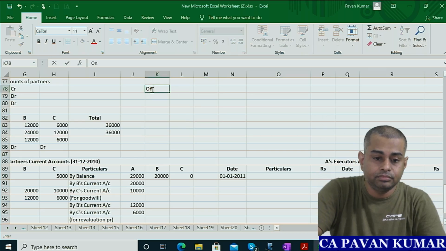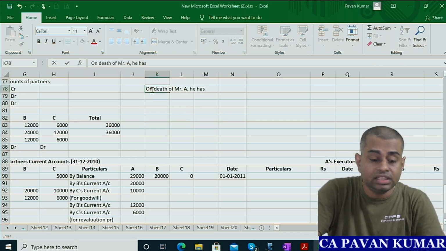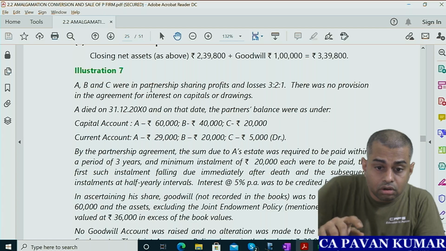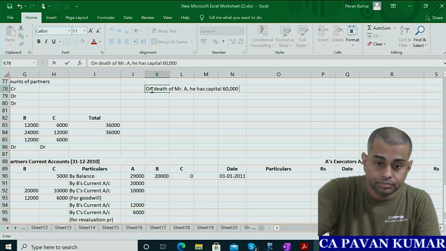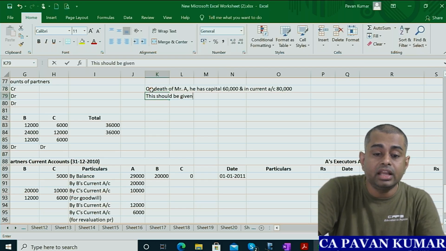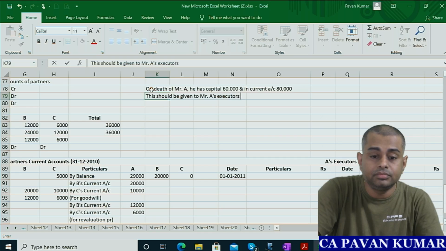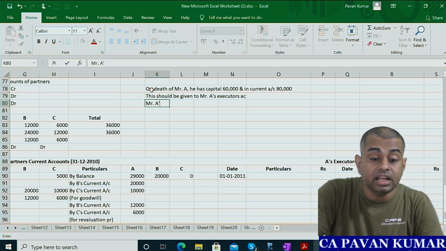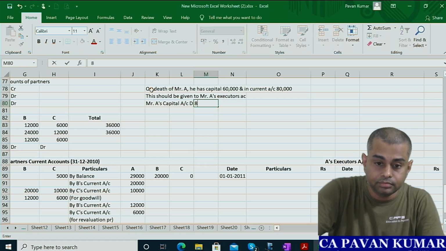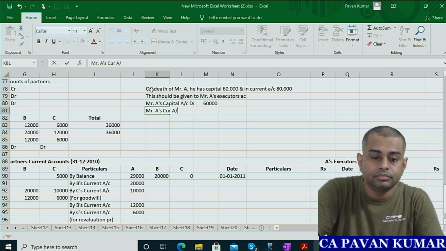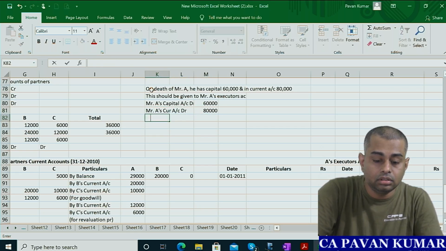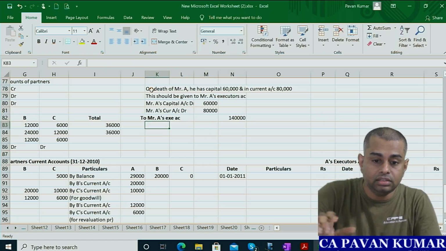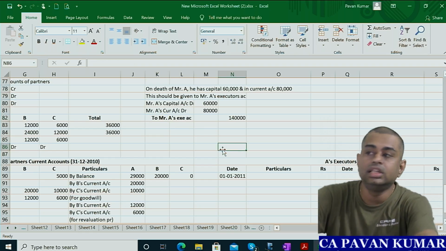On death of Mr. A, he has capital, how much? Go to the problem. 60,000, and in current account 80,000. Just now we calculated. This should be given to Mr. A's executors account. So what will be the journal entry? Mr. A's capital account debit 60,000. Then Mr. A's current account debit 80,000 to Mr. A's executors account 1,40,000. You understand it? This is the journal entry.